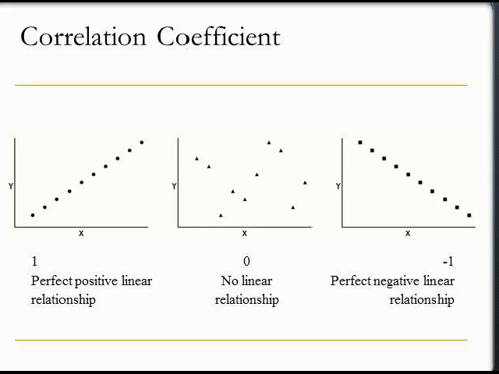This is just a picture of what we just discussed. All the way to the left here is a perfect positive correlation. Obviously, as x goes up, y goes up. The one in the middle is a shotgun blast, where there's obviously no relationship between those two variables. And then the one on the right shows a perfect negative correlation, with an R value of -1.